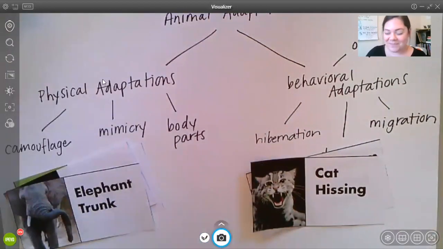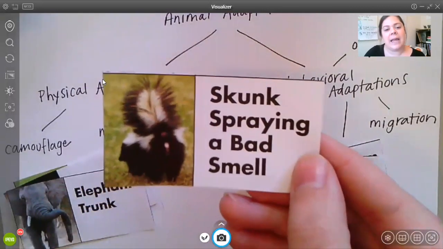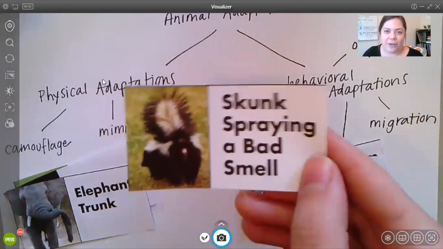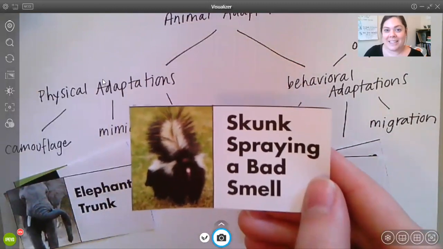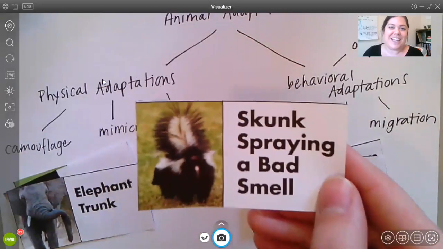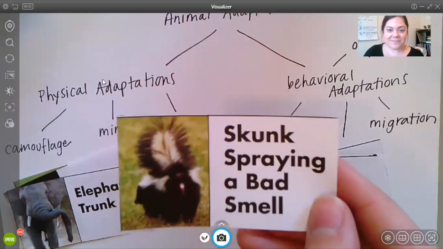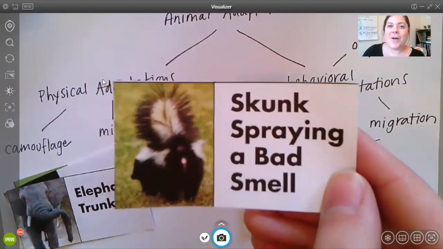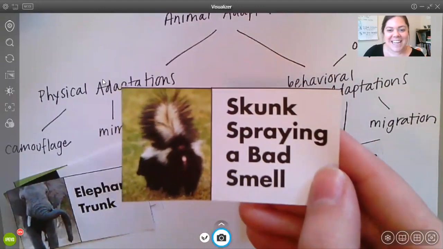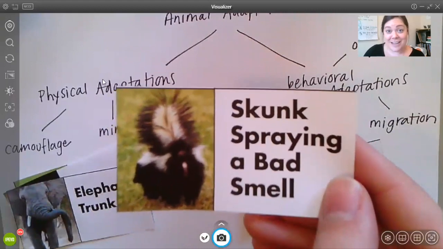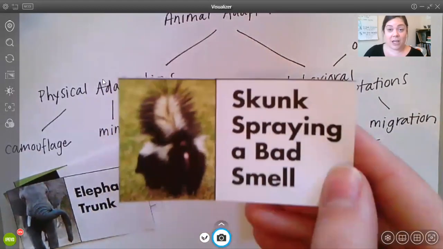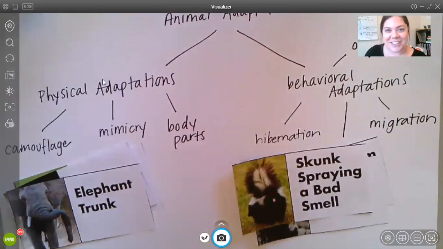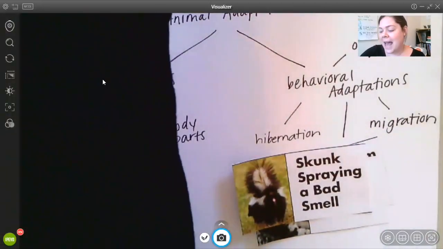We'll do two more before we move on. Our next example. A skunk spraying a bad smell. I'm going to give you all a couple of seconds to decide if you think this is a physical adaptation or a behavioral adaptation. Make sure you think about why you're putting this example under physical or behavioral adaptations. I'll give you a couple of seconds now. Let's see if you had the right idea. Well, a skunk spraying a bad smell is an action that that skunk is taking in order to get a predator to leave it alone. And if it's an action that the animal is taking to survive, it is a behavioral adaptation. How'd you do? Let's look at one last example.